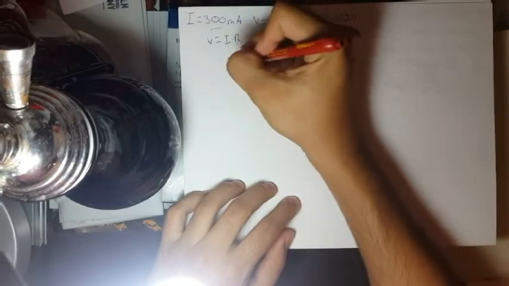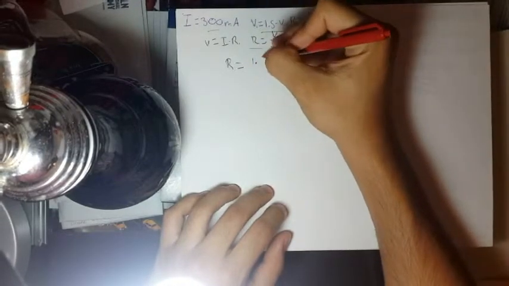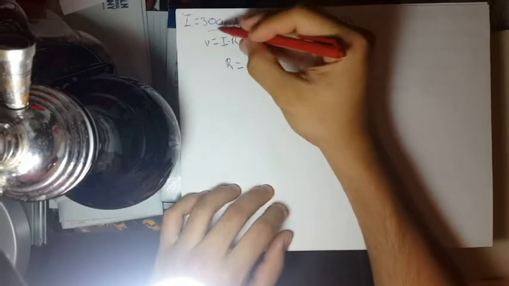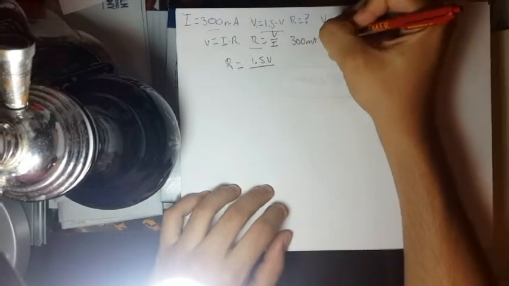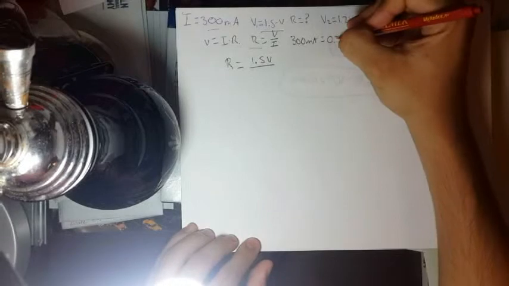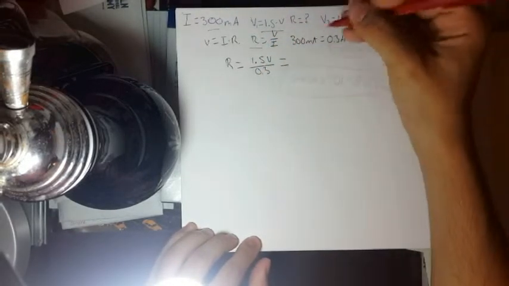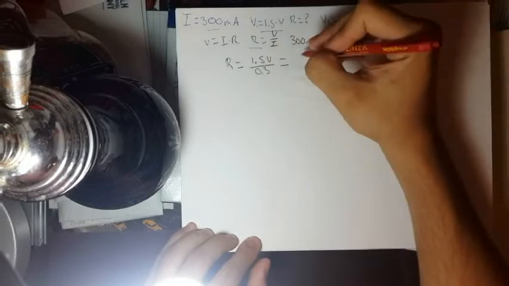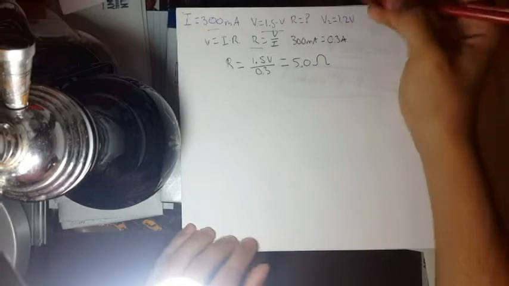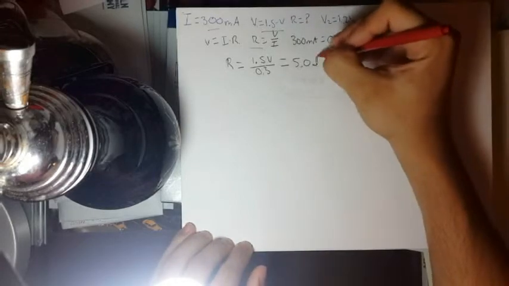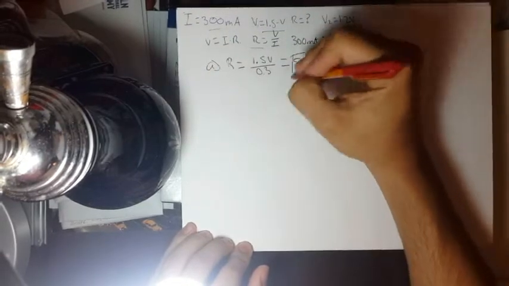So resistance is going to be equal to 1.5 volts over 300 milliamperes, which is the same thing as saying 0.3 amperes. So 0.3, and this is going to tell us that the resistance is 5.0 ohms, which is written with omega. And that's the answer for part A.